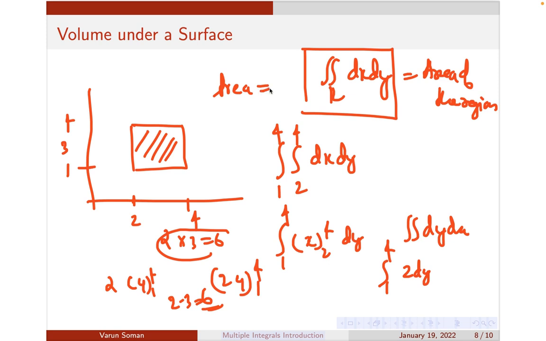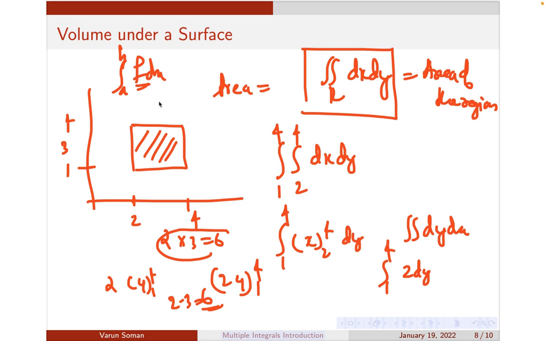It will be more useful in non-rectangular regions. There I will introduce this formula also, but it is obvious from here itself. In the one variable case, area was given by integral a to b f dx, where f is the value of y. In the two variable case, straight away you can write it is simply dx dy only, no function is coming here, just dx dy over that region. Okay, that's the area.